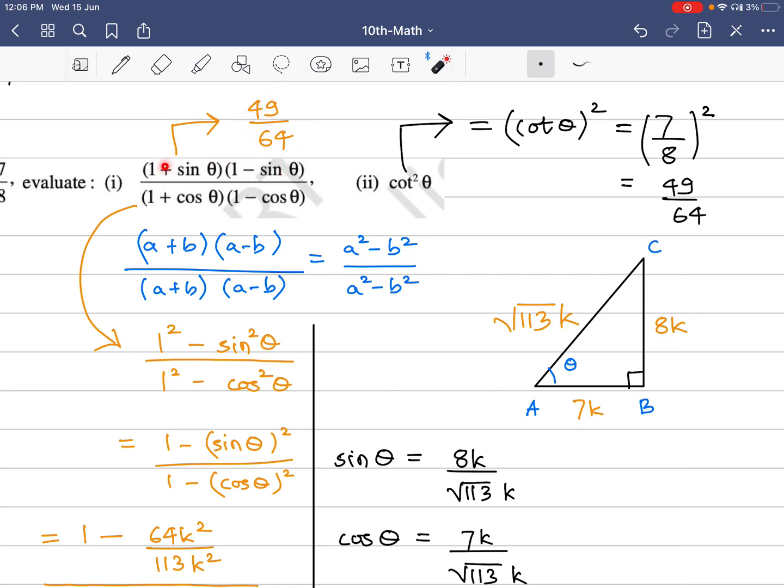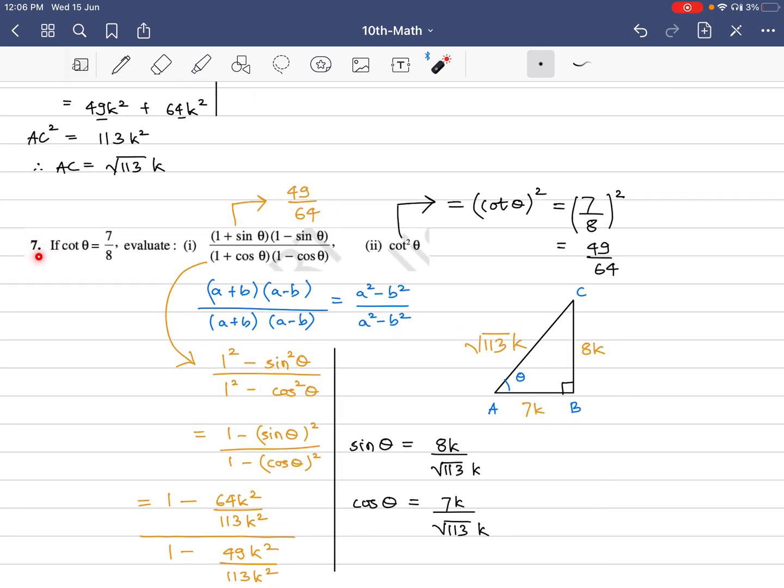Thus, this expression is in fact equal to cot square theta. But anyway, that doesn't matter. We knew the value of theta, so we just found the value of sine theta, cos theta, and substituted in this expression. So this is also 49 by 64. This is also 49 by 64, and that's how we have solved this question number 7.